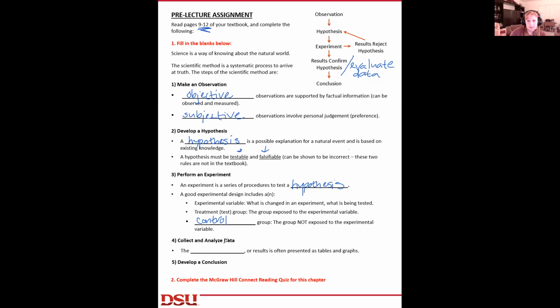Finally, you're going to collect and analyze or evaluate your data. Data is an awesome character on Star Trek: The Next Generation, but they are also the results of your experiment, and they're often presented as tables or graphs to make them more visually understandable quickly. Okay. I remind you here that you should have also completed the quiz for this chapter, the Connect quiz, and usually do that after you do the reading part.